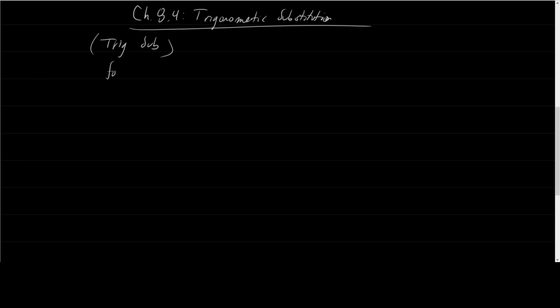And this is for a being greater than 0. This is what we have. We have three scenarios. If the square root of a squared minus u squared shows up in the integral, then what we need to do is let u be equal to a sine theta, where u represents whatever function we have here being squared.